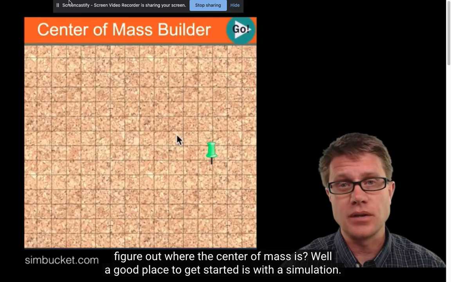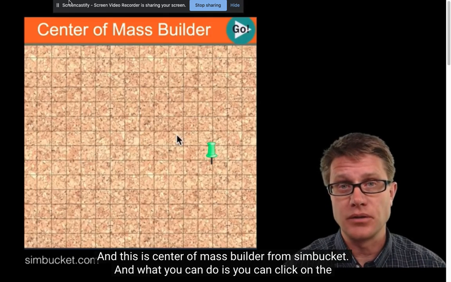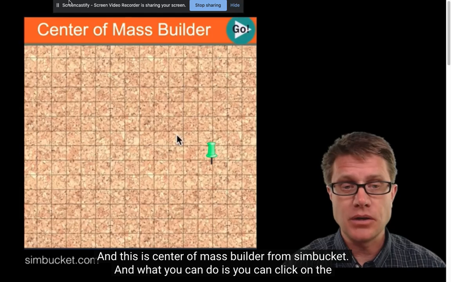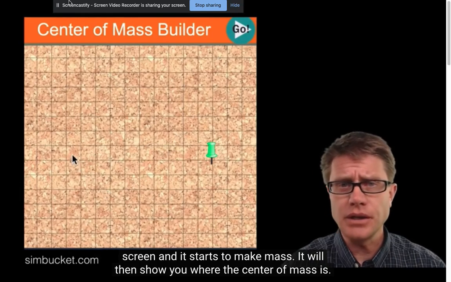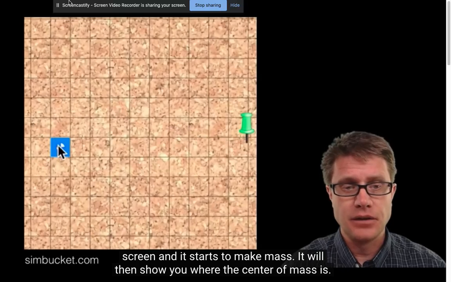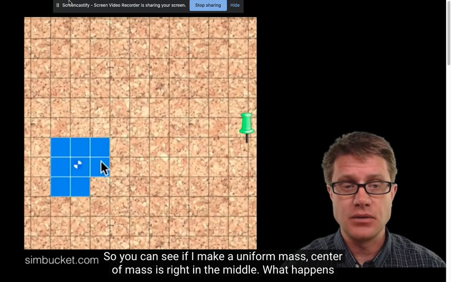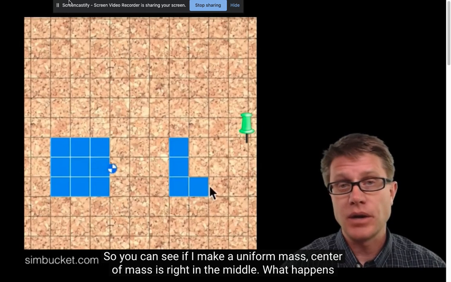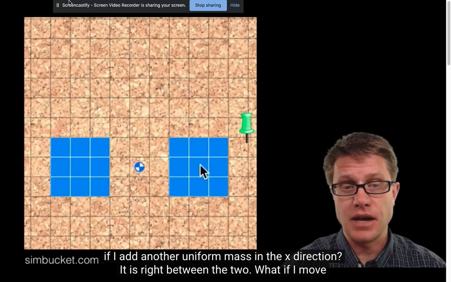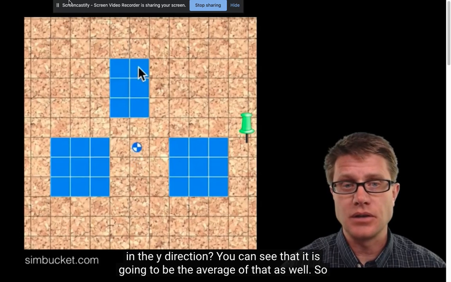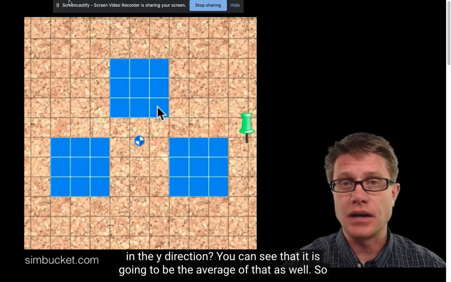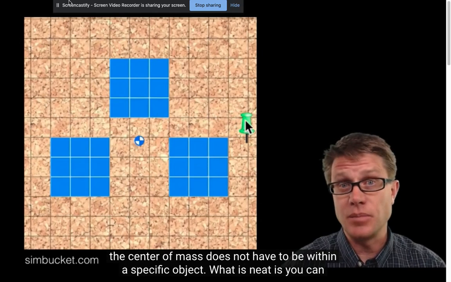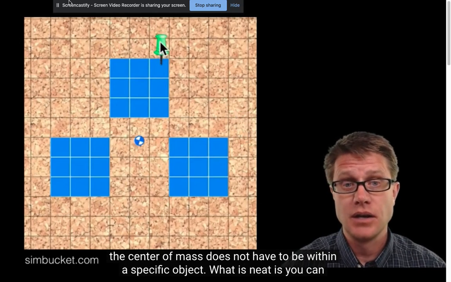Well, a good place to get started is with a simulation. And this is Center of Mass Builder from SimBucket. And what you can do is you can click on the screen and it starts to make mass. It'll then show you where the center of mass is. Right, so you can see if I make a uniform mass, center mass is right in the middle. What happens if I add another uniform mass in the x direction? It's right between the two. What if I move in the y direction? You can see that it's going to be the average of that as well. So the center of mass doesn't have to be within a specific object.